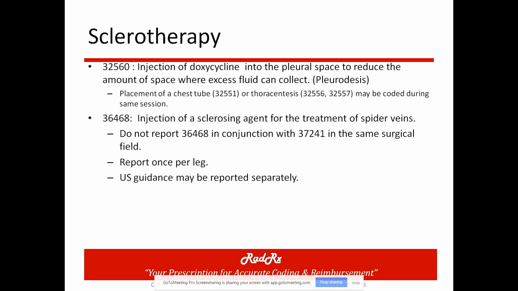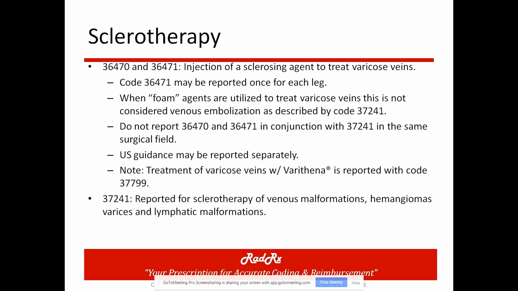So when we're talking sclerotherapy, sometimes these procedures can be referred to as embolization procedures. That's the other thing with sclerotherapy, the terminology, embolization versus sclerotherapy, or some of these other terms that you're seeing in code descriptions. That's why I said sclerotherapy is kind of a broader term that encompasses a lot of procedures, and then you have more specific types of sclerotherapy under that umbrella. But in the case of spider veins, we have 36468 for that. It's not a venous embolization. It's described by 37241. That would actually be for venous malformations for 37241.